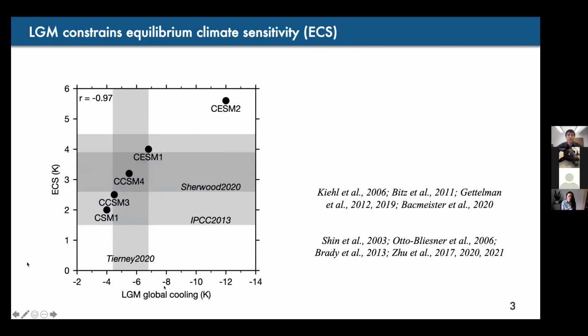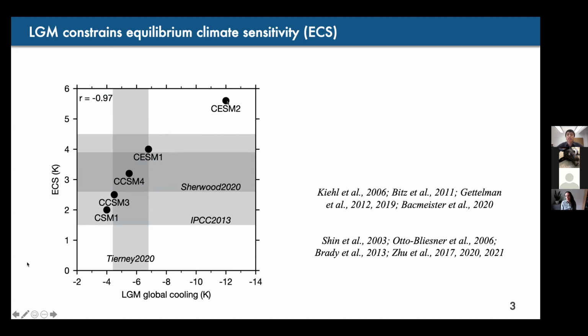The x-axis here is the LGM global cooling, here is ECS. The dots are different CSM versions. You see that we have a very nice correlation between the two. And the higher the ECS, the stronger the LGM global cooling in the model.